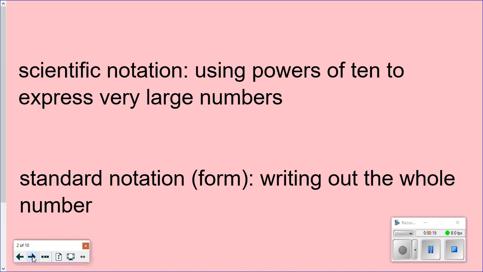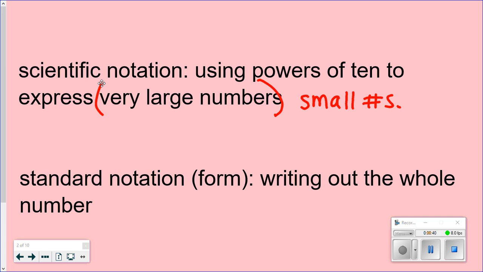So scientific notation for the most part is for very large numbers. Sometimes it's for small numbers also. A lot of times you don't see it too often with small numbers, but it can be used for both, and we're going to talk about both today. So scientific notation is using powers of 10 to express very large numbers and sometimes very small numbers.